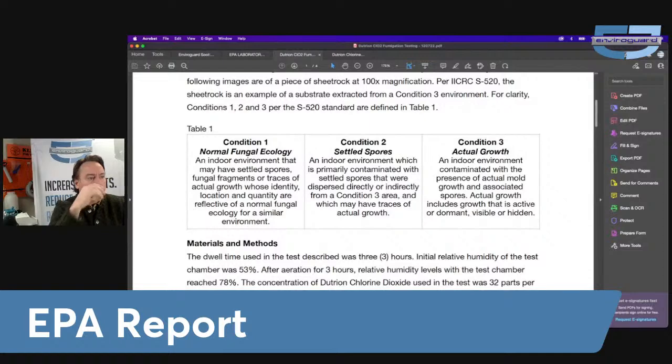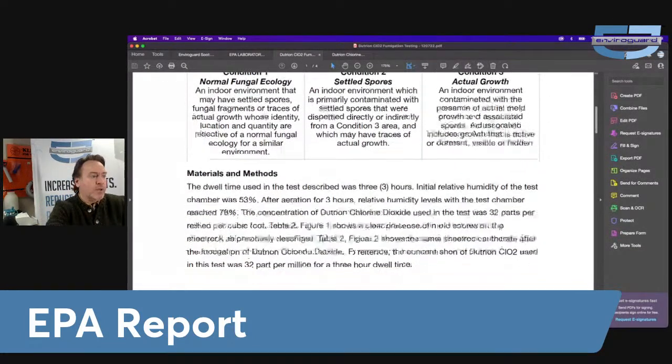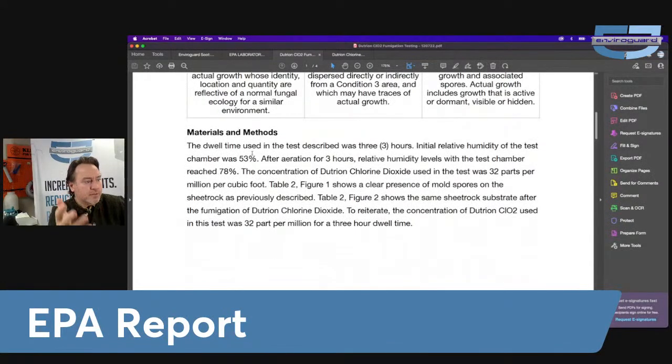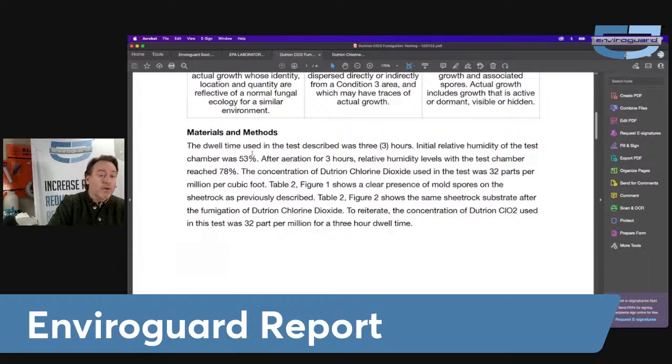And in table 1 here, we make sure to define what conditions 1, 2, and 3 are. And then we talk about the materials and methods used. In this case, the dwell time used in the test described was 3 hours. And by the way, Christy, if you would put this up, this is the EnviroGuard report, just to let everybody know. Oh, you've got that.